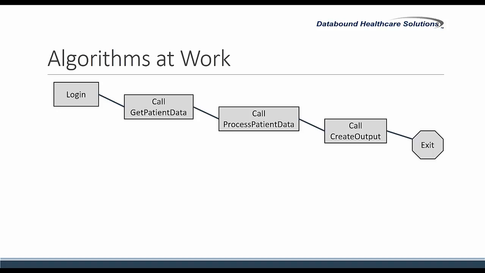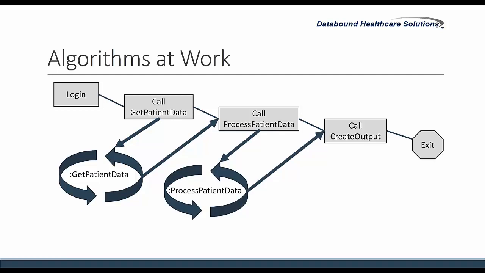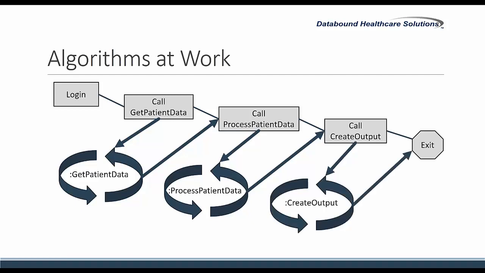When we think about algorithms, we're thinking about the pieces that are in between. So when we call the patient data, we're going to go someplace in our script, do that process, and then come back to where we called from. When we process our patient data, it's going to be the same thing. We're going to go to some separate section, then come back. And then when we create our output, we do that and come back to our exit. So we're actually going to separate parts of the script instead of going straight top to bottom, which is what most people are used to when they're scripting.